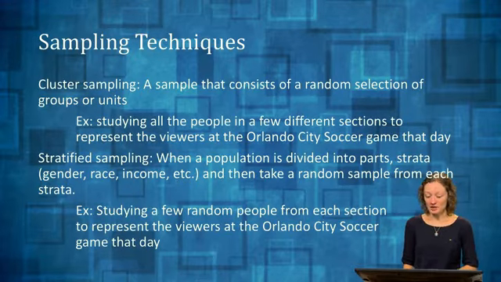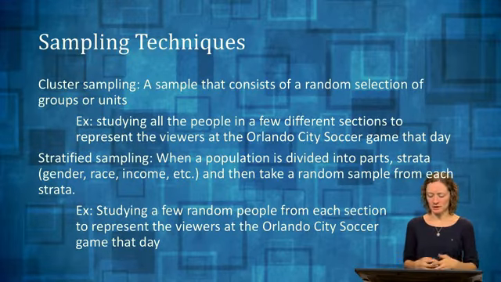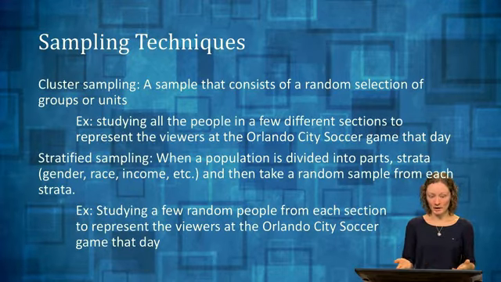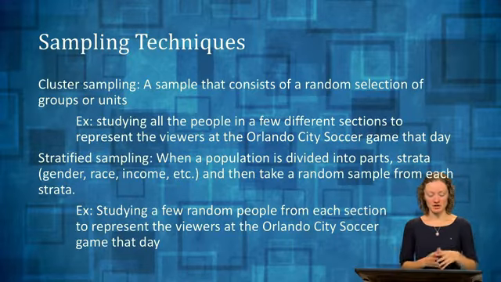This is when a population is divided into parts. Population is a loose term here. It could be any sort of data we're talking about. And then, or strata, you can call them, a random sample is taken from each strata. So one way to partition a population is based on gender, race, income, etc.